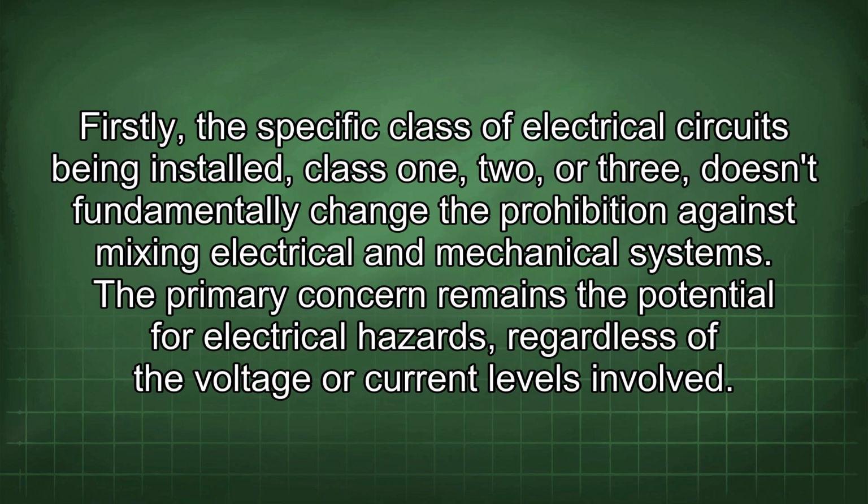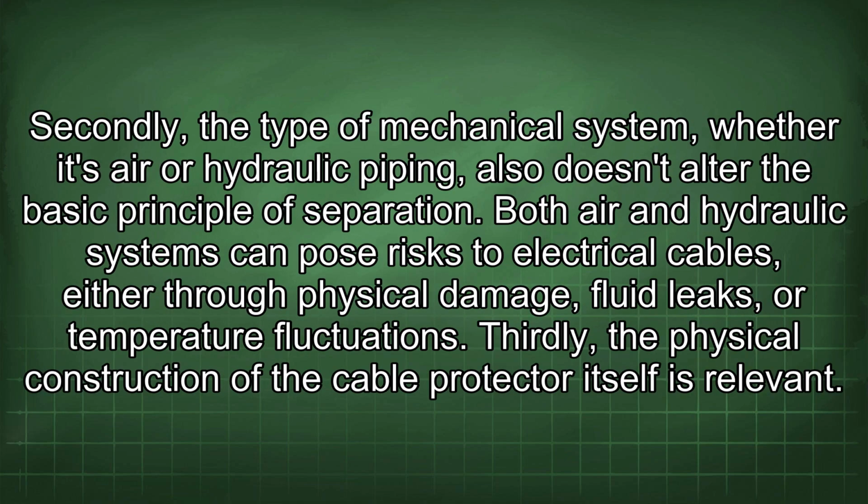Firstly, the specific class of electrical circuits being installed, class 1, 2, or 3, doesn't fundamentally change the prohibition against mixing electrical and mechanical systems. The primary concern remains the potential for electrical hazards, regardless of the voltage or current levels involved. Secondly, the type of mechanical system, whether it's air or hydraulic piping, also doesn't alter the basic principle of separation. Both air and hydraulic systems can pose risks to electrical cables, either through physical damage, fluid leaks, or temperature fluctuations.